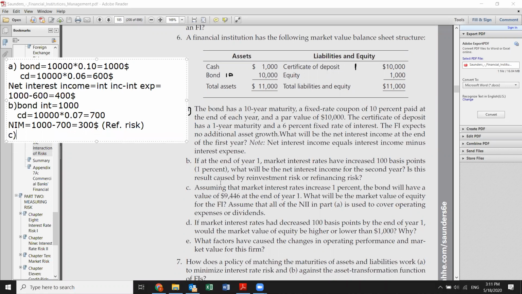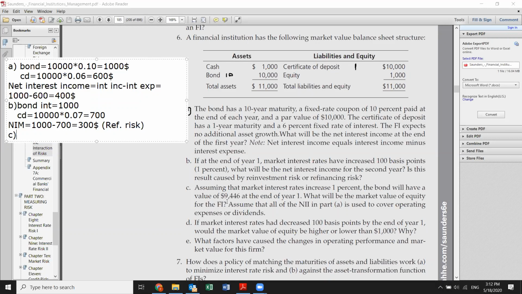So let's move further. Assuming that market interest rate increased 1% and the bond will have a value of 9,446 at the end of year one, what will be the market value of the equity of the FI? Look, a change in the interest rate does not only affect the interest, it affects the market value of the bond.